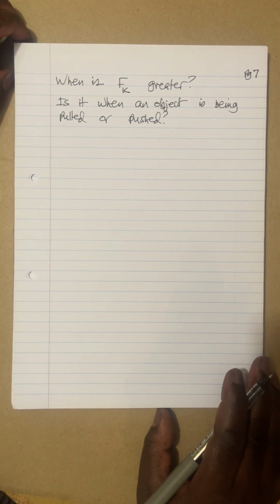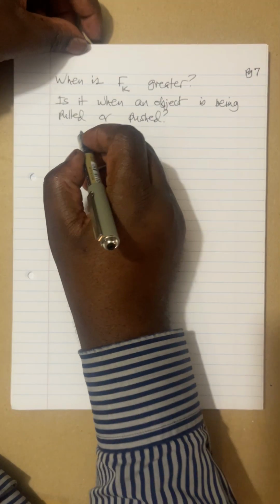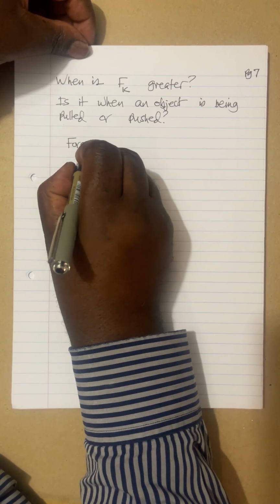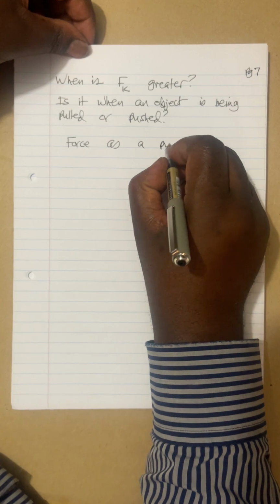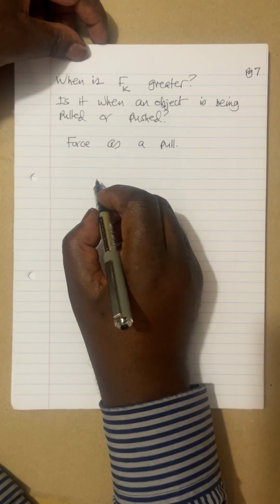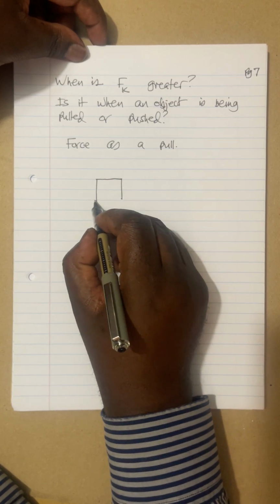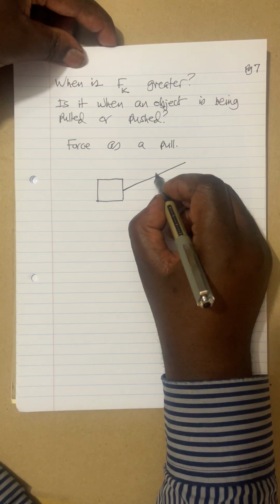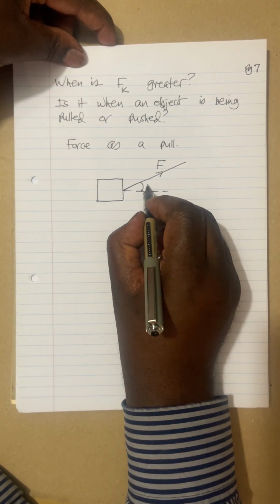We want to answer that question by looking at a force as a pull first. So now we're going to look at force as a pull. Remember, we define force as a pull or a push. Now let's look at an object placed on a horizontal surface, and this object is being pulled to the right by a force F at an angle of theta.